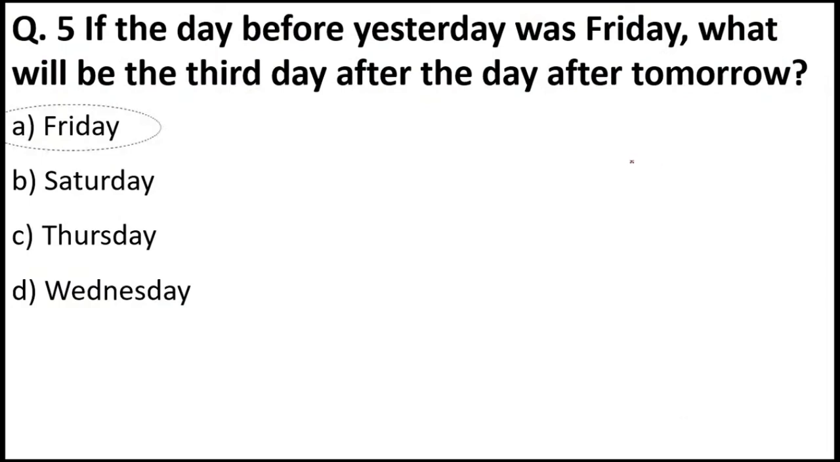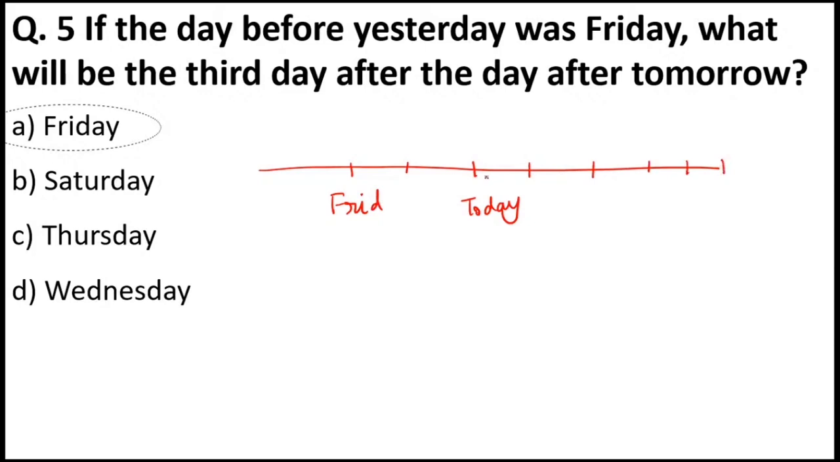Got it, students? How did we get it? First, we found out what today was. How did we find out? Because they said that the day before yesterday was Friday, and then they asked which is the day after tomorrow. So this is tomorrow, this is the day after tomorrow, and the third day, first, second, and third. So this is what we have to find out. Okay, so Friday, Saturday, Sunday, Monday, Tuesday, Wednesday, Thursday, Friday. That is why it is right.